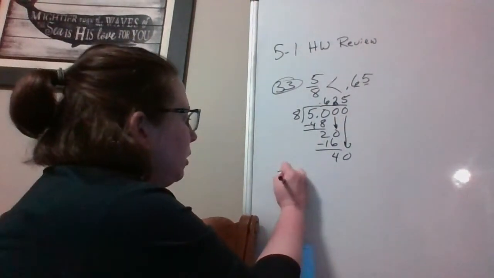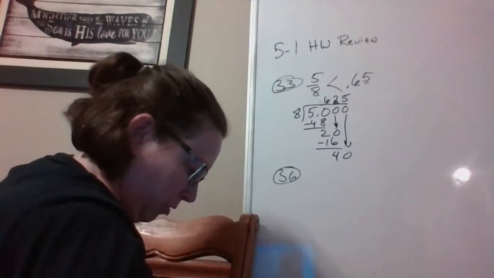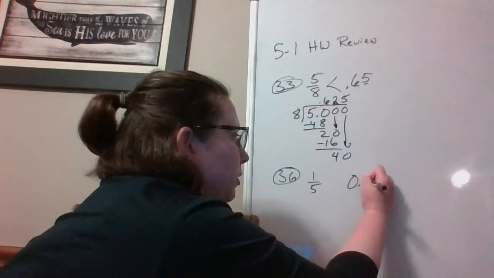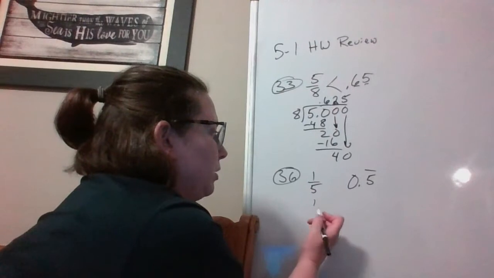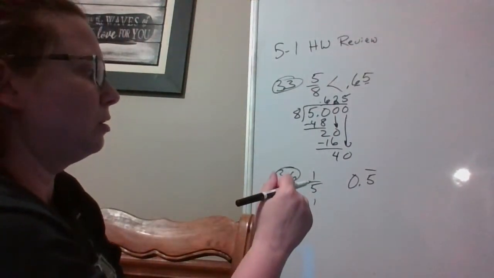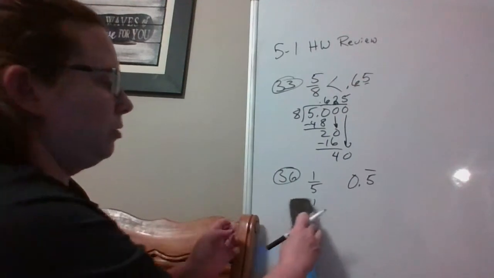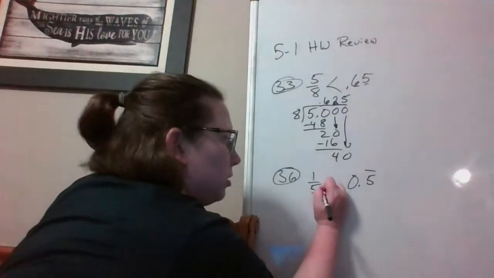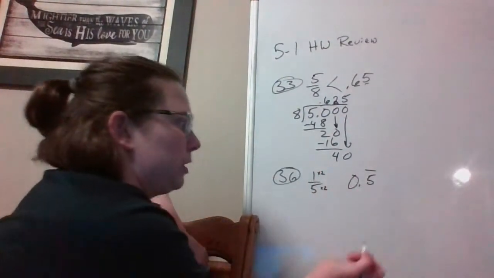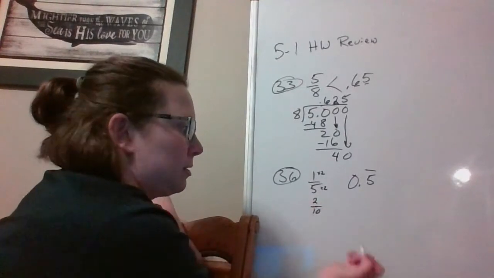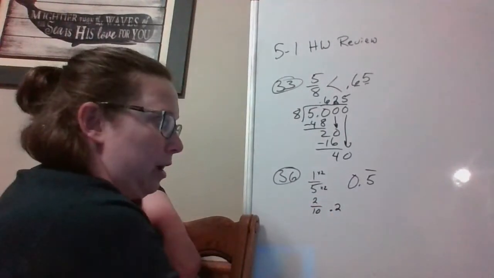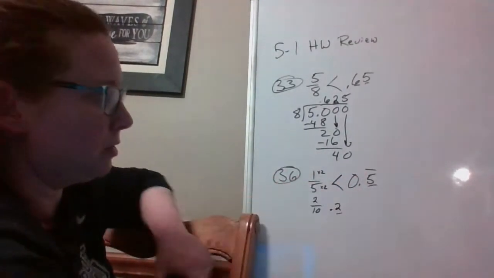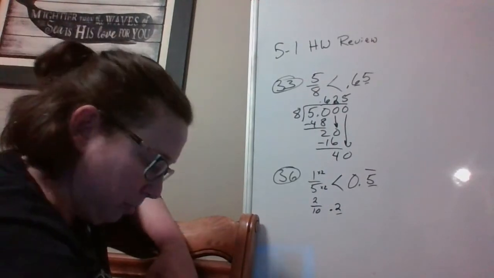36 is a similar kind of problem. This time we have 1/5 and 5/10 with a repeating period of 5. So we need to, tell you what I'm going to do. 1/5 I could change to tenths really easily by multiplying by 2. I would get 2 tenths. 2 tenths looks like that as a decimal. So we can compare now and say that 1/5 is in fact less than 5/10 with a repeating period of 5.